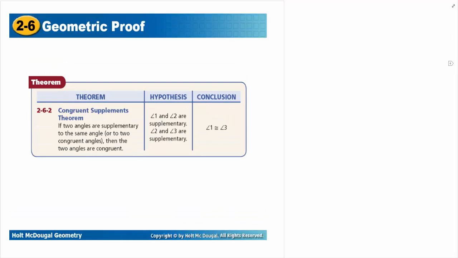The other one that we have is the congruent supplements theorem. We are going to prove this on the next slide, so I'm quickly just going to say what it states. This is what that warm-up was saying. If angle 1 and angle 2 are supplementary, and angle 2 and angle 3 are supplementary, then I can state that angle 1 and angle 3 are congruent. We went over this in the warm-up, so we're going to go over it again.